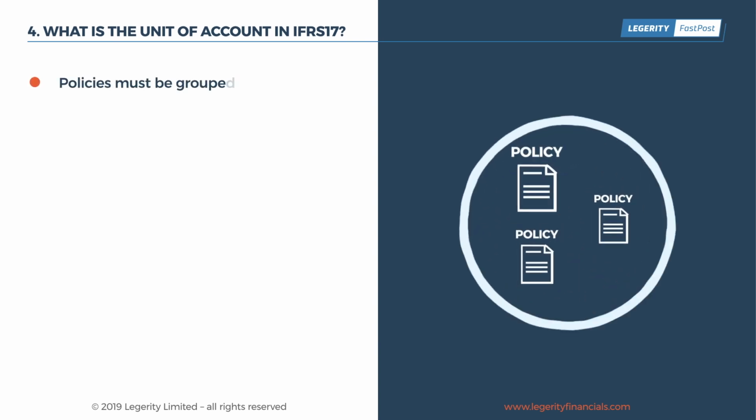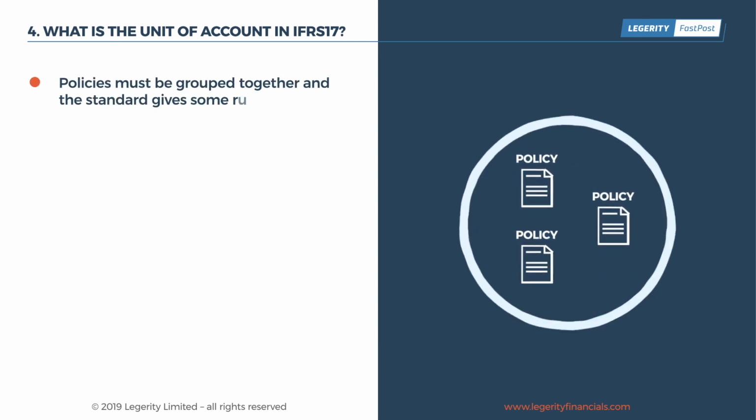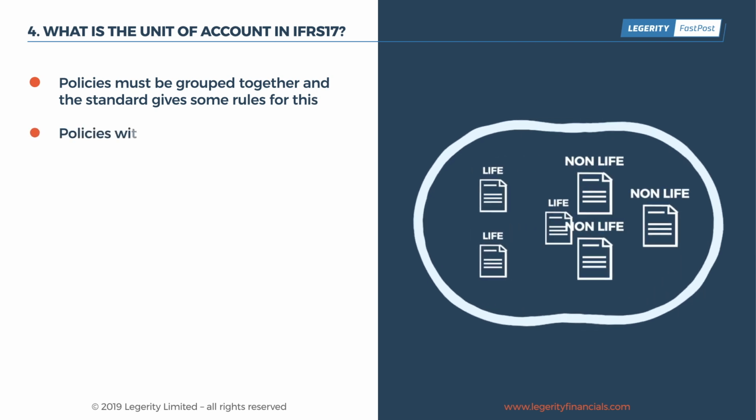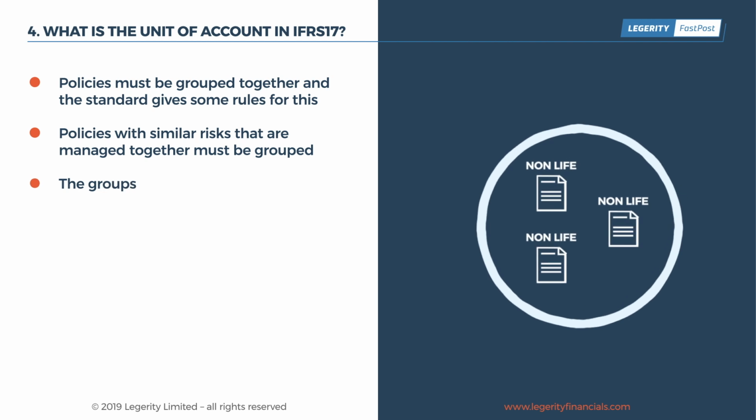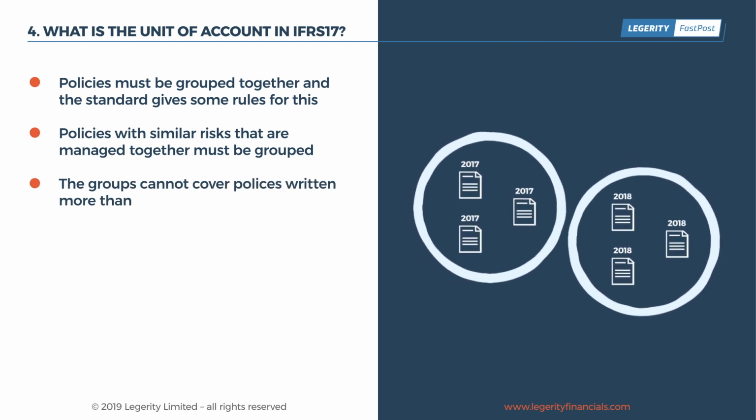What is the unit of account in IFRS 17? Policies must be grouped together, and the standard gives some rules for this. Policies with similar risks that are managed together must be grouped. The groups cannot cover policies written more than 1 year apart. These we can call cohorts.